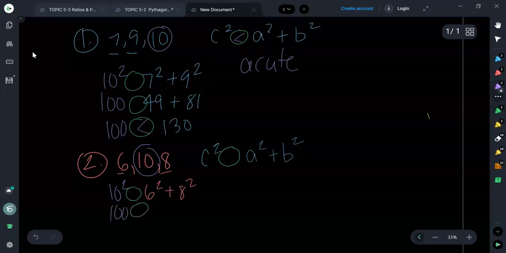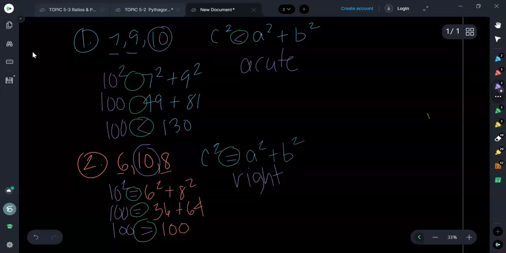I got 100 over here. 6 squared is 36. 8 squared is 64. I'm going to bring down that 100. Bring down my circle because I don't know how they're going to compare. And 36 plus 64 is 100. So what happened? Well, c squared equals a squared plus b squared. So this is a right triangle, because c squared equals a squared plus b squared. All right, let's try one more.